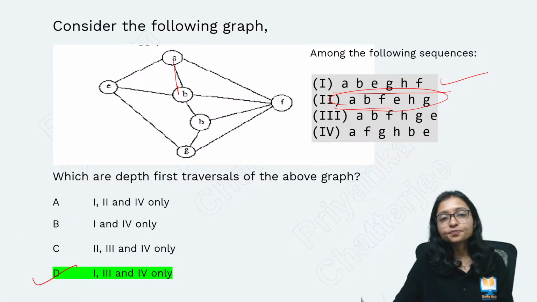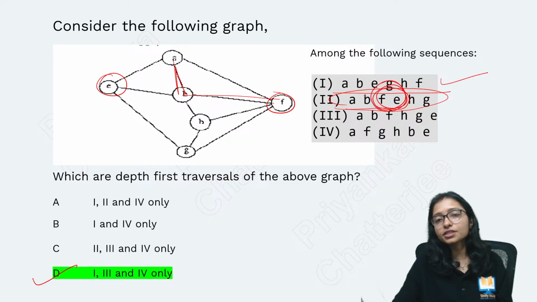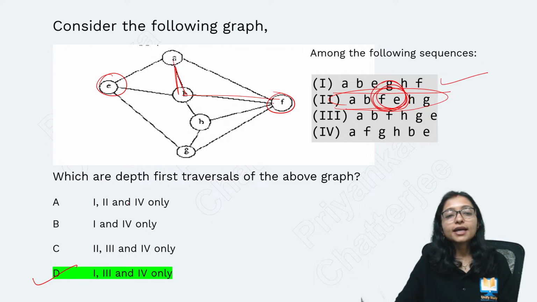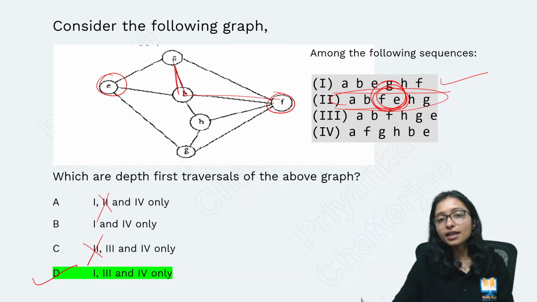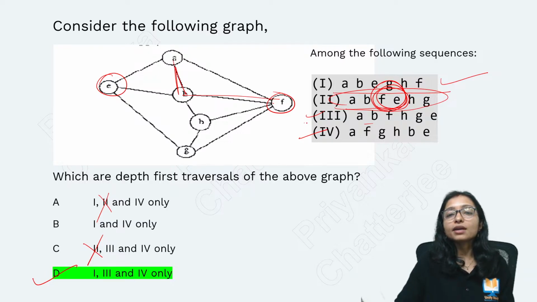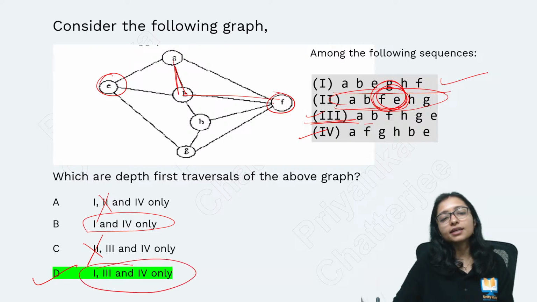A to B, B to F, F to E, there is no connection between F and E. How can E be visited after F? Not possible. That's why option 2 is eliminated, right? And other than that, 3 and 4 you will be able to get because there is connection. No need to waste time on 3. Already you see that 1 and 4, and 1 and 3. So 4 is automatically correct.